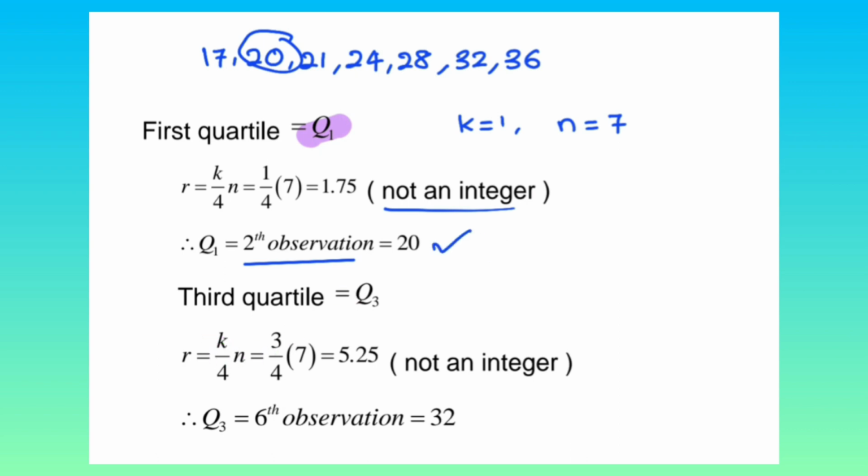Okay, to find the third quartile, k is equal to 3. As usual, we need to find the value of r. r is equal to k times n over 4. So 3 times 7 over 4 is 5.25. Also here we have not an integer, so just round up 5.25 to the next integer. So Q3 should be the sixth observation. The sixth observation is 1, 2, 3, 4, 5, 6. So the answer should be 32.